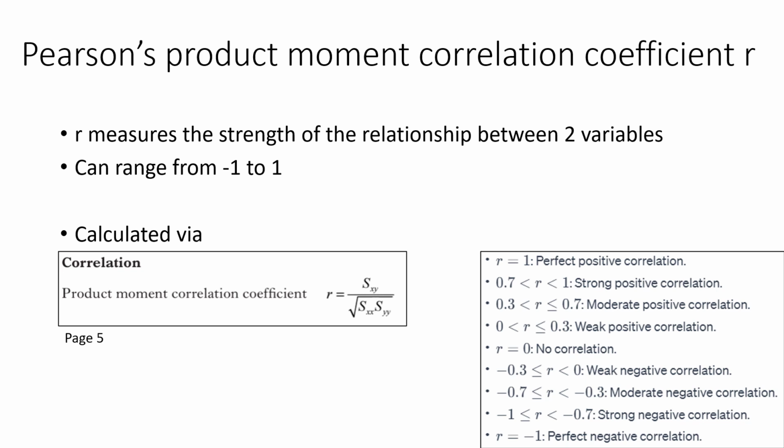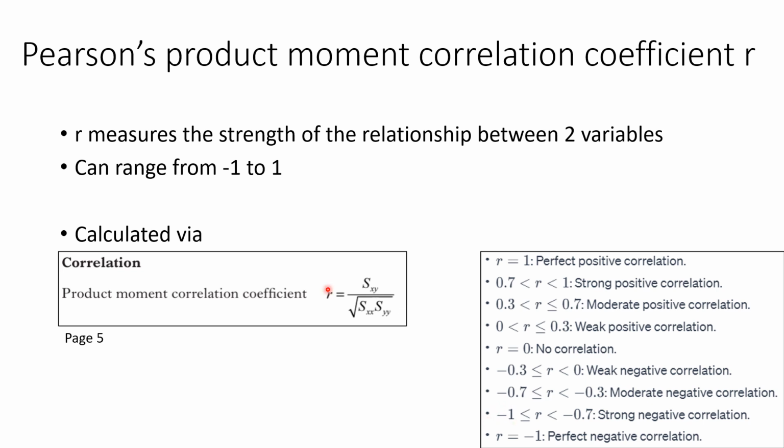Let's start off with R, also known as Pearson's product moment correlation coefficient. R measures the strength of the relationship between two variables, and it can range from -1 to 1. So for example, if you had a strong positive correlation between x and y, R would be, let's say, 0.7 or higher. If you had a strong negative correlation between x and y, R would be less than -0.7.